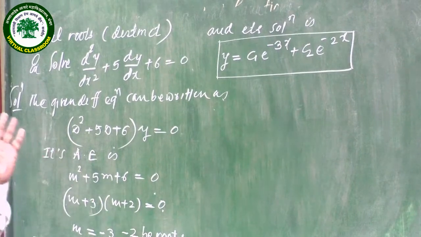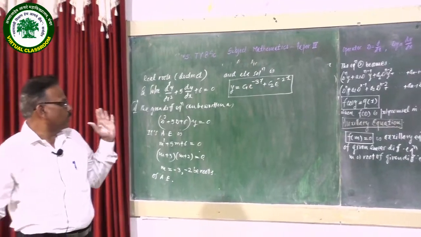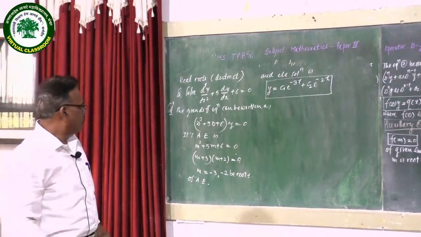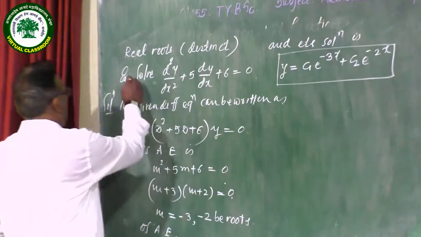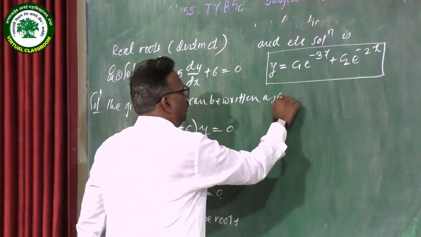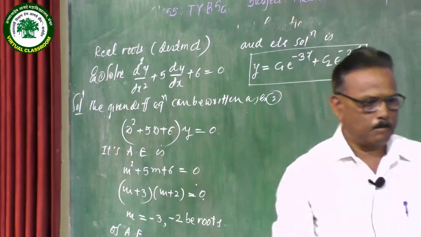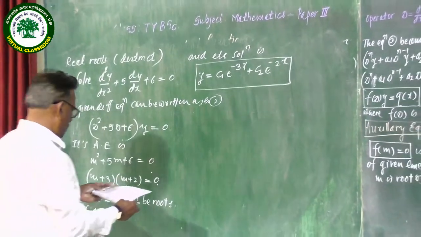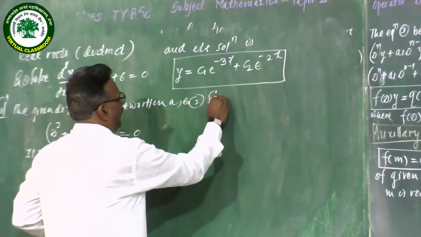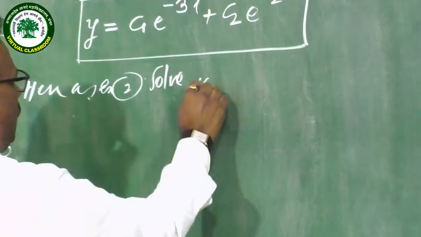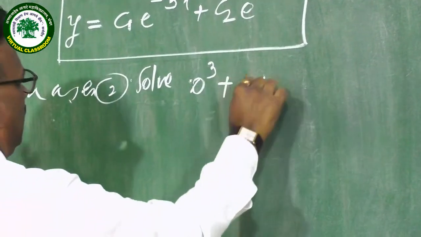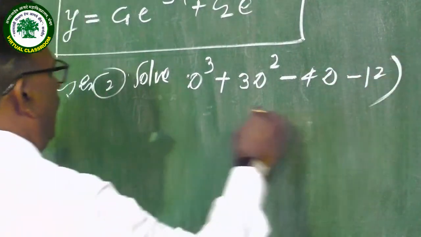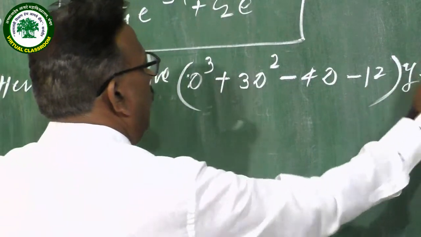Such examples are possible in large numbers, but we do not have sufficient time. Therefore, we are taking only a single example. One more example I am taking, example number 2: solve D cube plus 3D square minus 4D minus 12 applied to y is equal to 0.